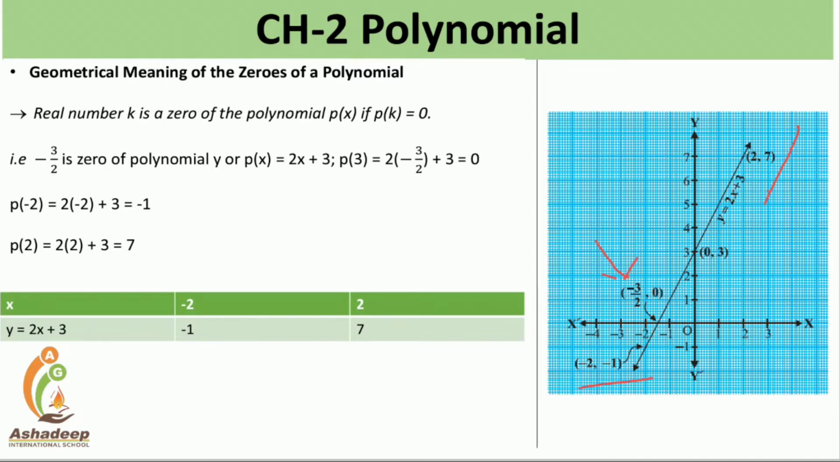So minus 3 by 2 is the 0 of the polynomial. We can see here with the help of the graph, that is called the geometrical meaning of the 0 of the polynomial. Now let's move ahead.